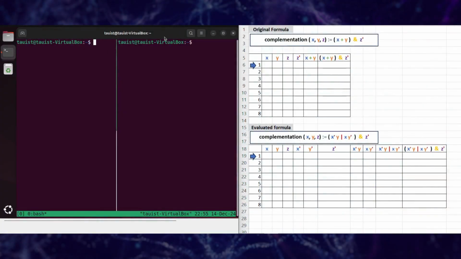Good day, everyone. Today is the continuation of our practice of using different kinds of logical connectors. For this tutorial lesson, we will learn about complementation and also XOR. So, let's begin.